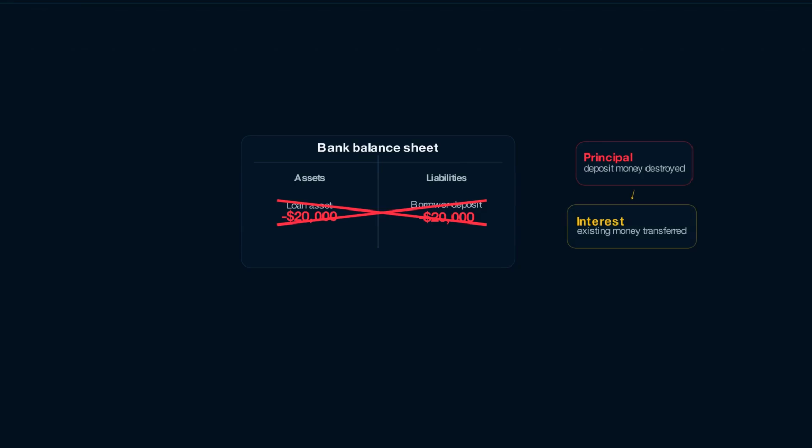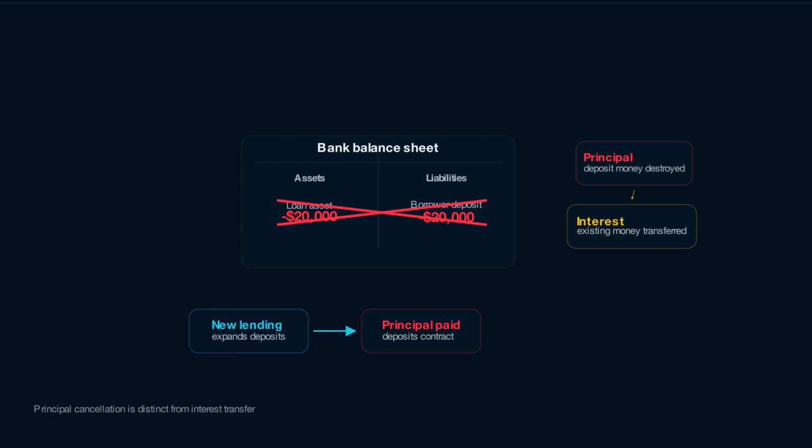This is why credit cycles matter so much. When new lending exceeds principal repayment, deposit money expands. When principal repayment exceeds new lending, deposit money contracts. Defaults and write-offs are different. They reduce bank assets and capital, and they can force tighter lending later, but they are not the same clean money destruction mechanism as principal repayment.